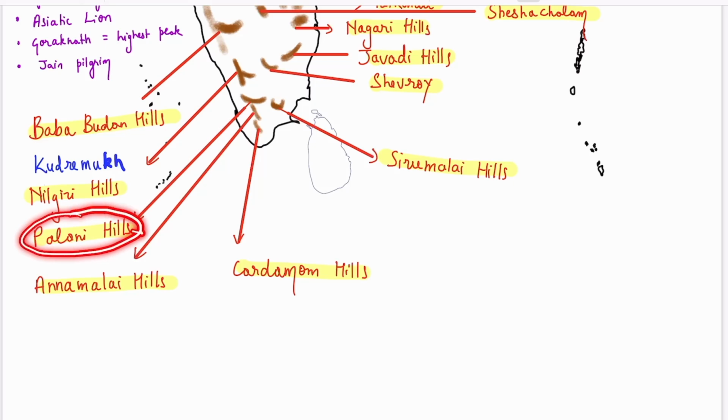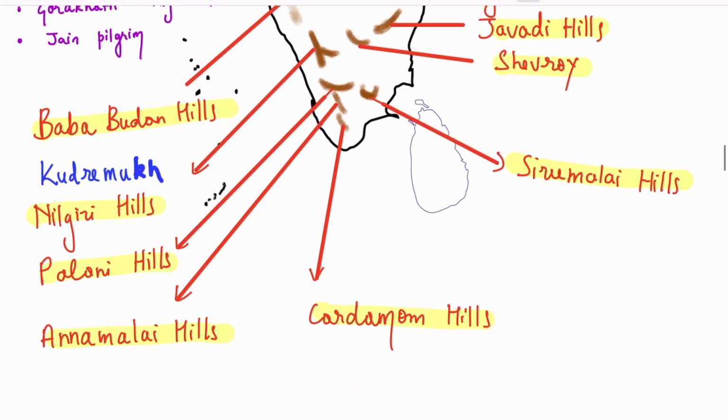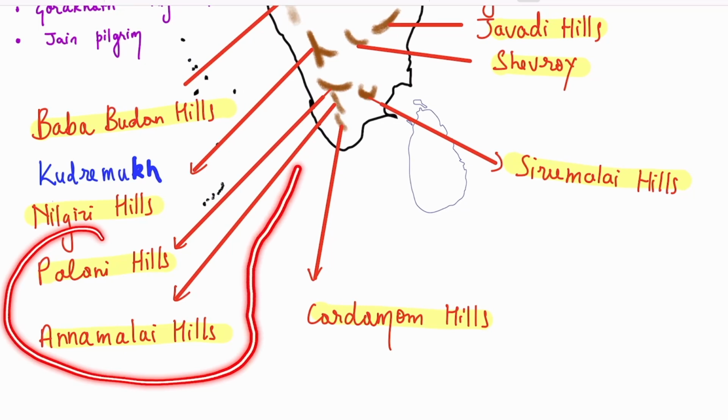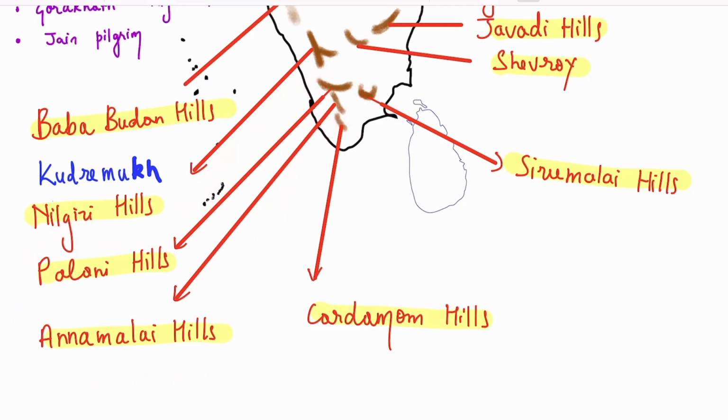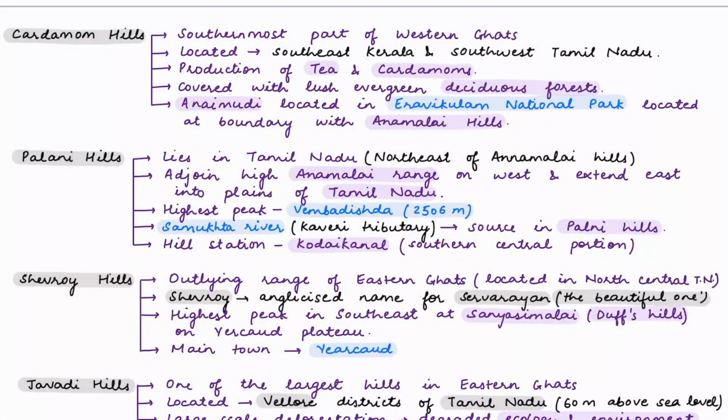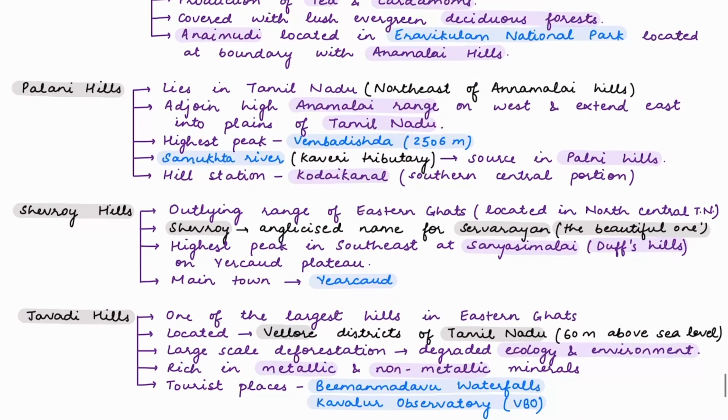When we talk about Palni Hills, they lie south of the Nilgiri Hills, and north of the Annamalai Hills. Here we can find that the Palni Hills and Annamalai Hills are a little bit adjoined, connected with each other, and this is a very important aspect of the Palni Hills. The Palni Hills are in Tamil Nadu, they adjoin the Annamalai range, and subsequently they merge into the plains of Tamil Nadu.